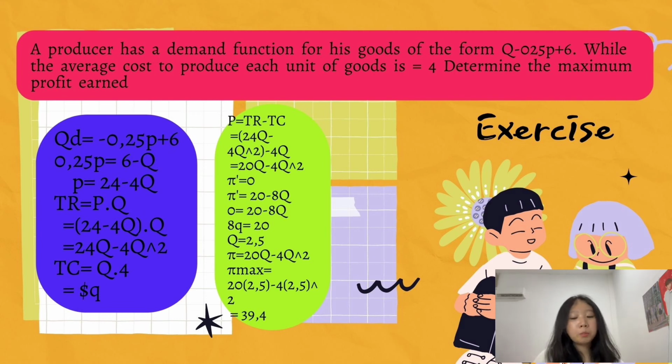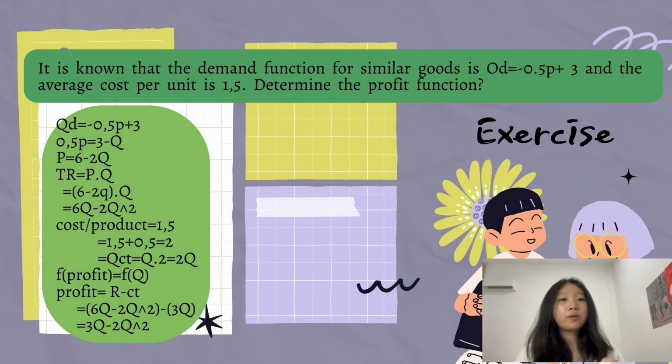So for the P maximum, it was 20 times 2.5 minus 4 times 2.5 power of 2. So it remains 39.4. So the maximum profit that it got was 39.4. So for the fourth example, we have to find the function of profit, which is already shown in the question.